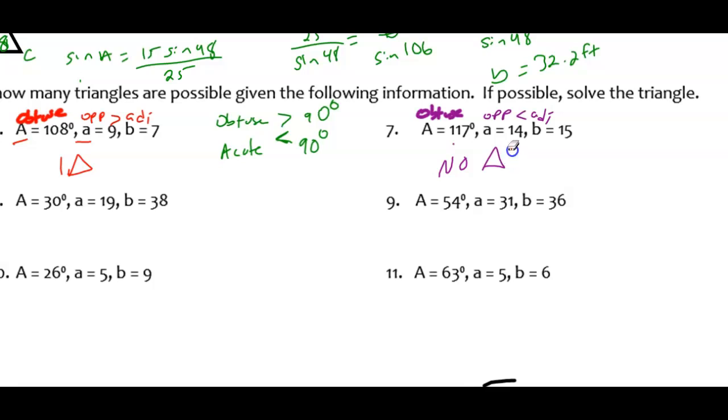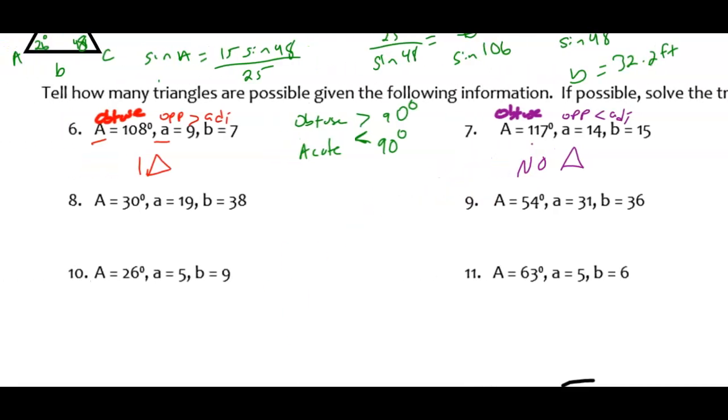All right. Again, when you have an obtuse angle given, and the opposite side is less than the adjacent side, there's no triangle. All right. Now, let's jump to number 8.